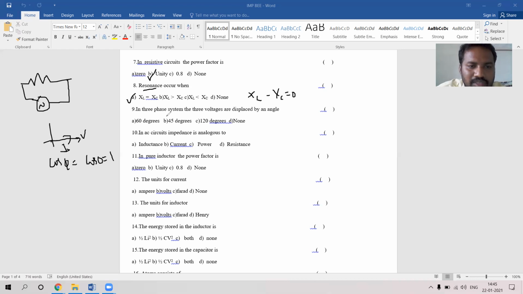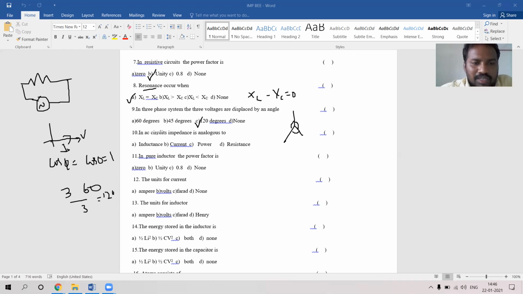Coming to the 9th question, in three-phase system, the three voltages are displaced by an angle. Generally, in a three-phase system, 360 by 3, we will get the balanced output, that is 120 degrees. They are placed 120 degrees apart. Each phase has 120 degrees phase shift. That's why 120 degrees is the answer.